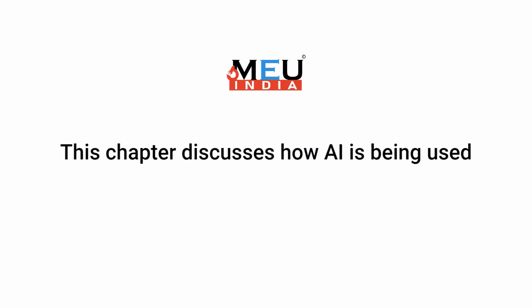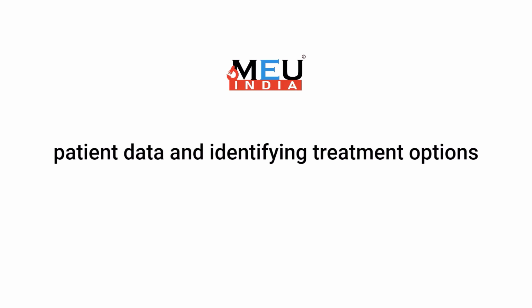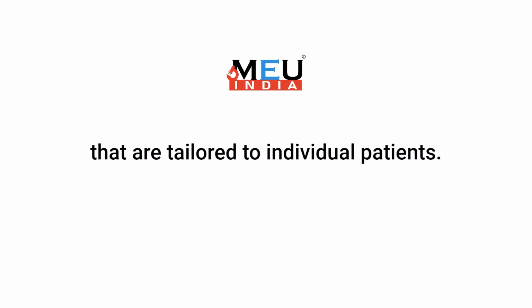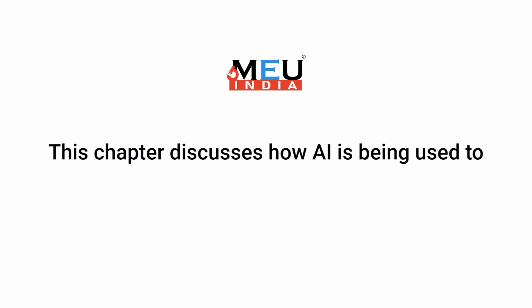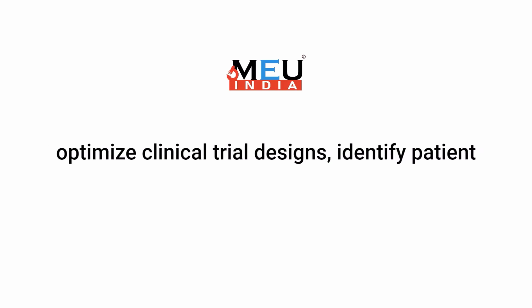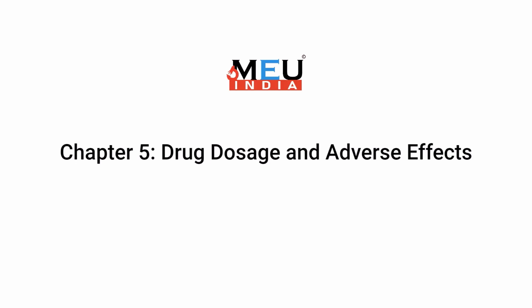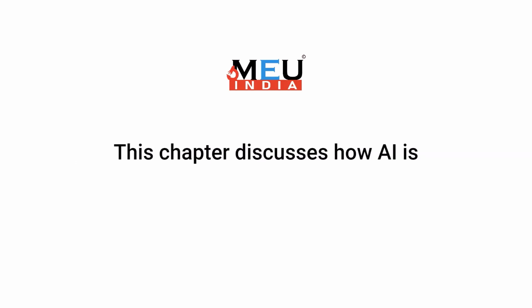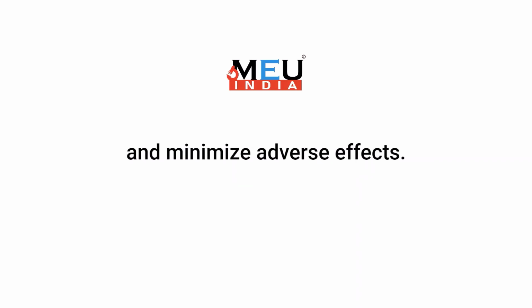Chapter 3, Personalized Medicine with AI. This chapter discusses how AI is being used to develop personalized medicine by analyzing patient data and identifying treatment options that are tailored to individual patients. Chapter 4, Clinical Trials and AI. This chapter discusses how AI is being used to optimize clinical trial designs, identify patient populations, and improve patient outcomes. Chapter 5, Drug Dosage and Adverse Effects. This chapter discusses how AI is being used to optimize drug dosages and minimize adverse effects.